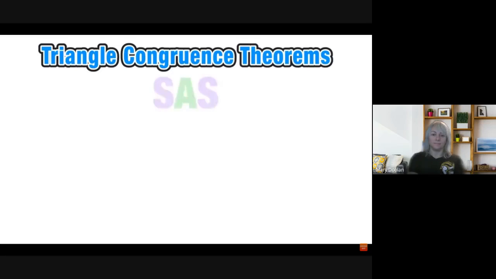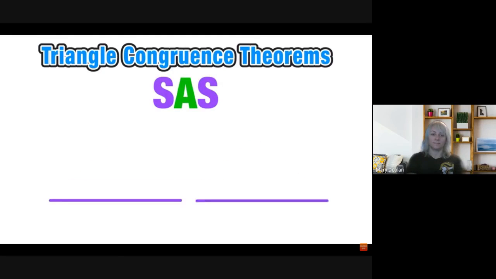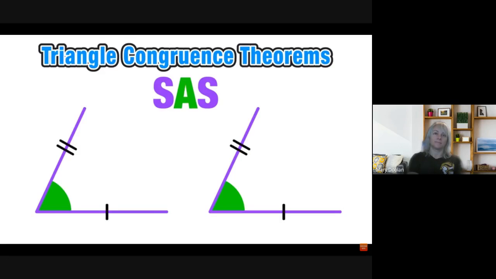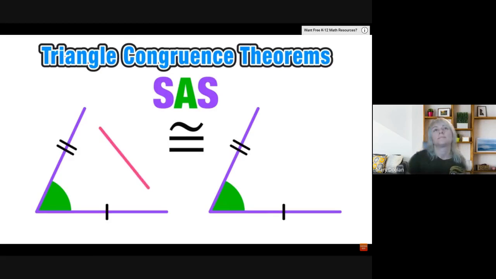Our next theorem is side-angle-side. Now for this triangle congruence theorem, we start with a pair of corresponding congruent sides in 2 triangles. We also have a pair of corresponding angles that are congruent and another set of corresponding sides that are congruent. Now see that the letter A is in between the 2 S's in the name of the theorem? This corresponds with that congruent angle being in between the 2 congruent sides. Now, when this is the case, we have enough information to say that the 2 triangles are congruent by using the side-angle-side theorem.